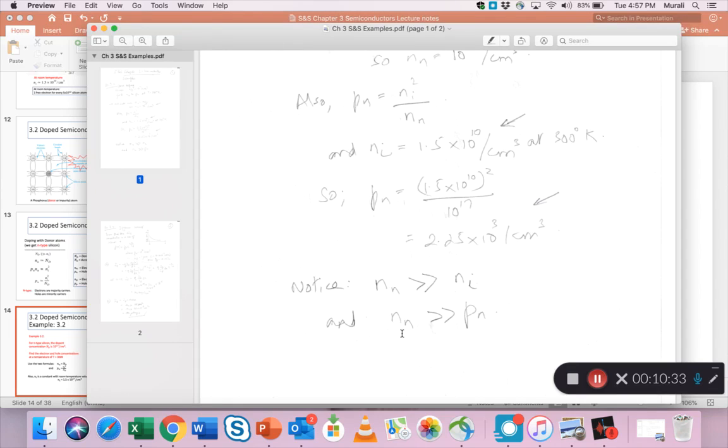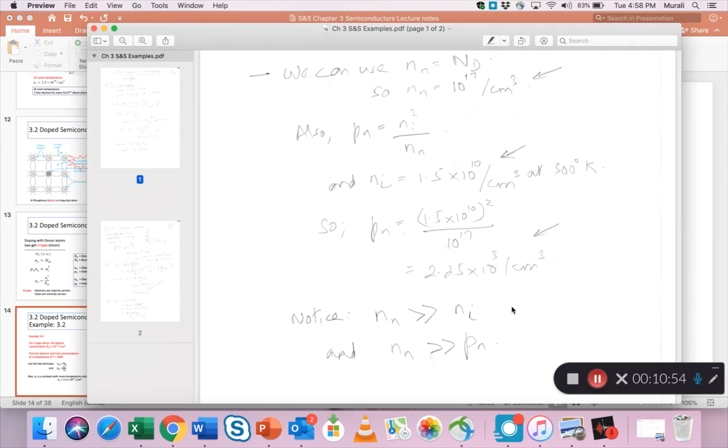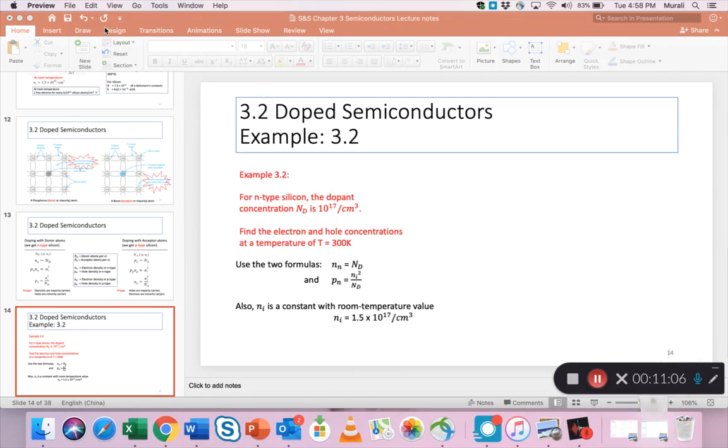Also notice that after doping, the n-type electron density is much higher than the hole density. Before doping, they are generally considered equal, right? Electron density equals hole density. But after doping, look how small Pn is. It's only 10 to the power 3, but Nn is 10 to the power 17. So the balance has shifted very significantly. Okay? All right, so that is example 3.2. So that was on doping and how to find the densities after doping.